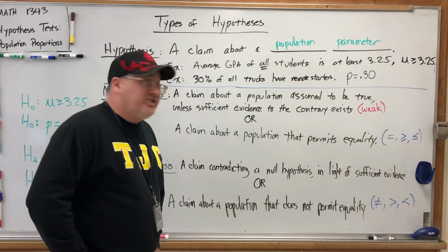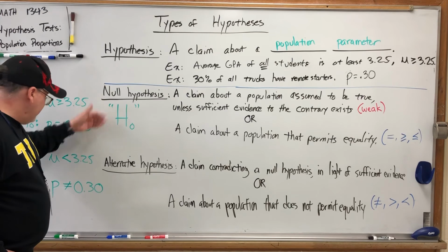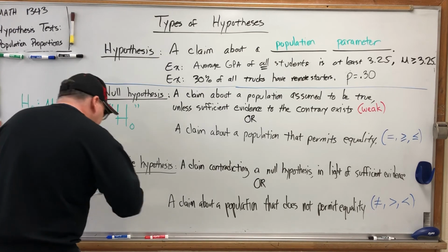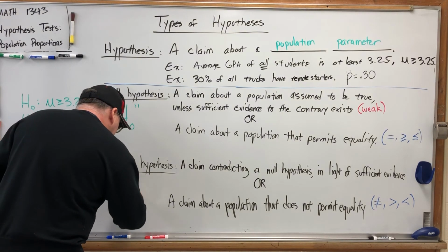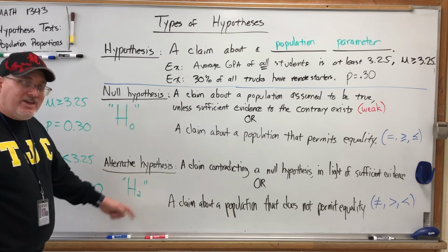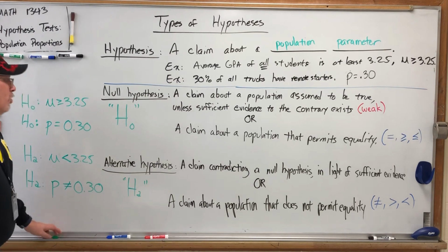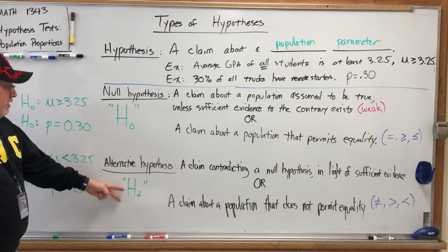So here's what you need to take away from this video. This is the symbol for null hypothesis. This is the symbol for alternative hypothesis. And by the way, in some textbooks, they use an H1 instead of an HA to contrast the H0. So number one, you need to know these are the symbols for null and alternative.